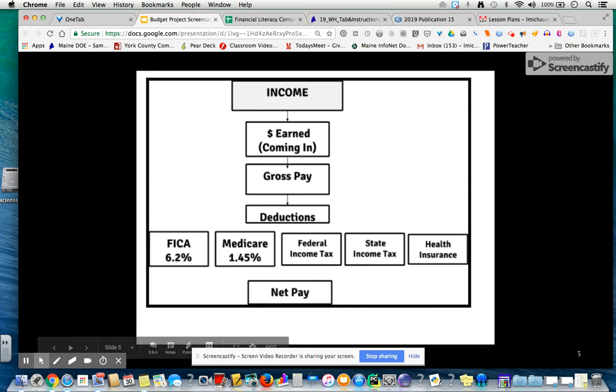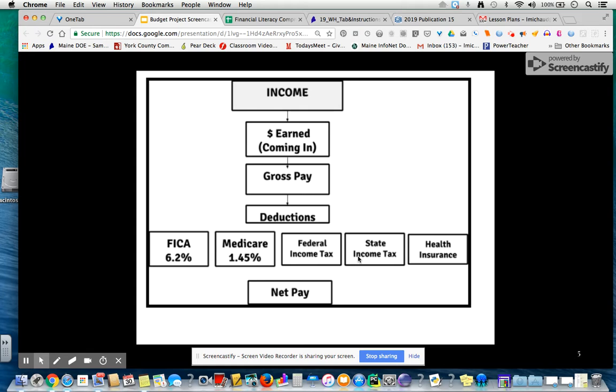So you start out with gross income, which is your money coming in. And then, fortunately, there are many deductions, such as FICA, Medicare, federal income tax, state income tax, and health insurance as well. So FICA stands for Federal Insurance Contributions Act. It is Social Security, and we've talked about this in class. 6.2% is withdrawn for that. Medicare is health insurance for the retired. 1.45% is withdrawn for that.